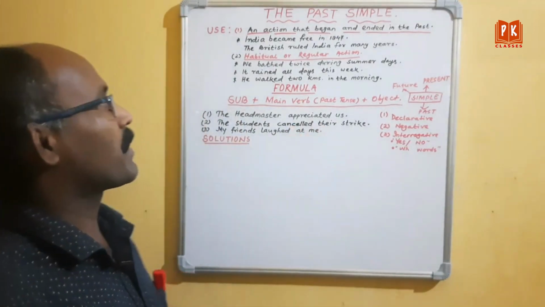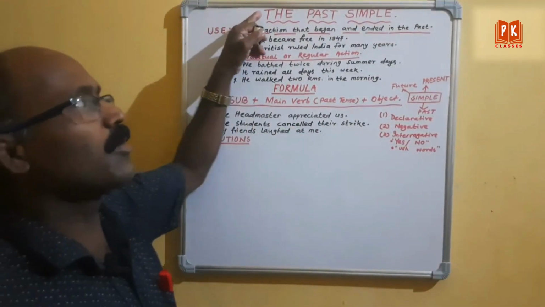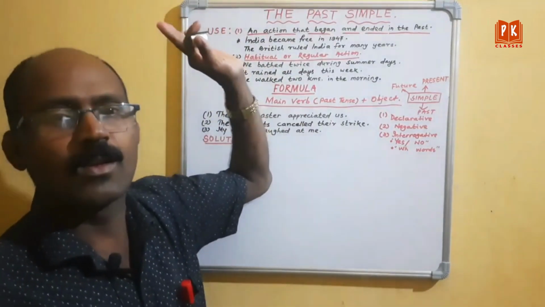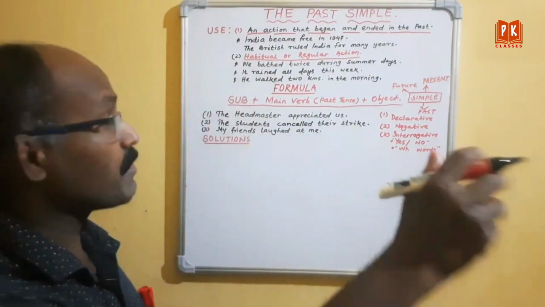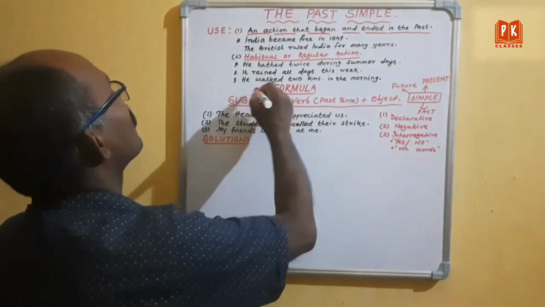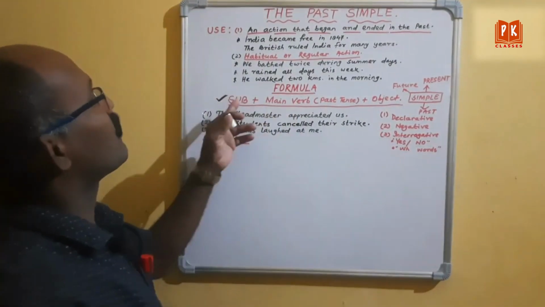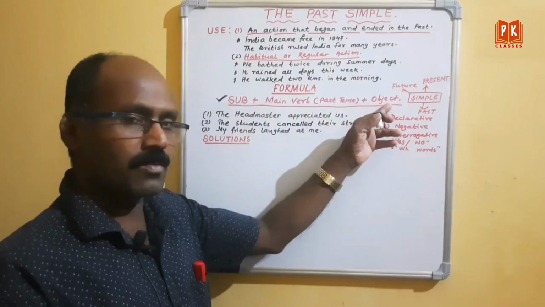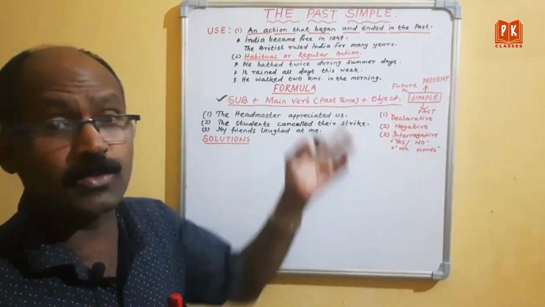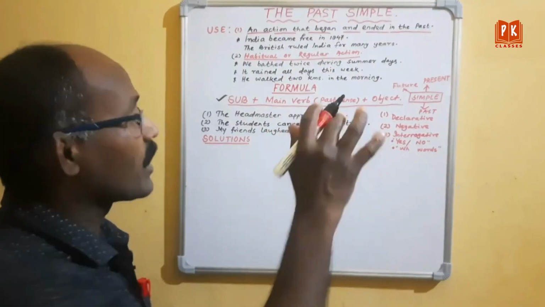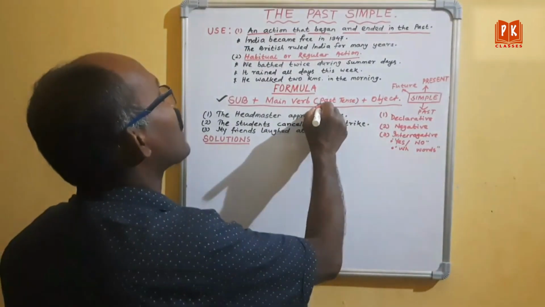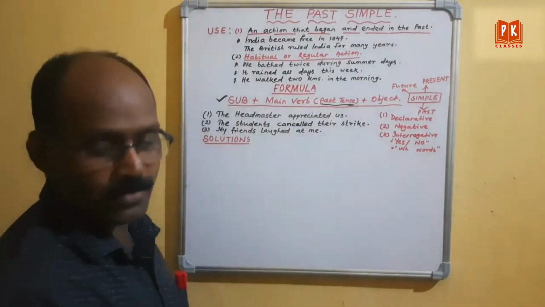Okay, past simple. In present you have read the simple. Present simple, what was the formula? In present simple you have got this formula: subject plus main verb plus object. But now what is the difference between present and past? In the past you will get the difference. That means you have to use the past tense verb.